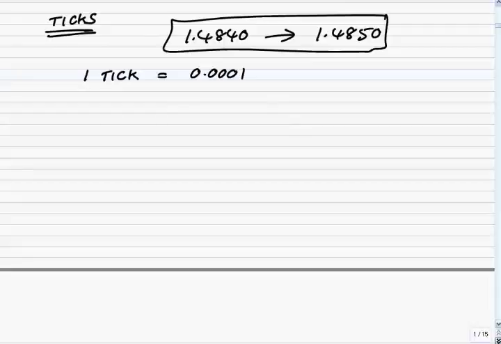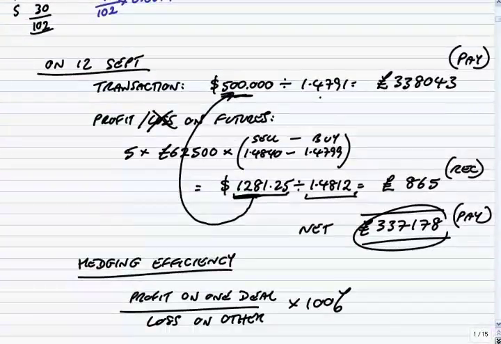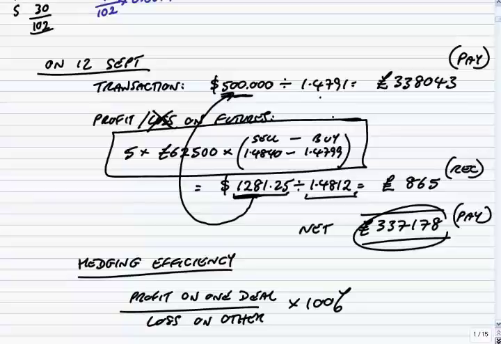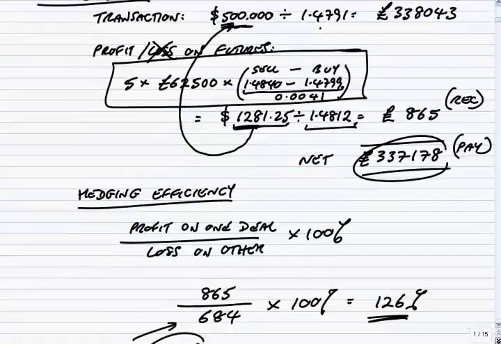There's one other way the dealer can use that, though, and that is when they come to work out the profit. Look back at the example we just did for a moment. How did we work out the profit? We said there were 5 contracts, each one of 62,500, and on every pound we made a profit of the difference. What was the difference? The price went from 1.4799 to 1.4840. So the difference, 1.4840 minus 1.4799, the movement was 0.0041. Well, as I've told you, the dealer is not going to tell you you've made a profit of 0.0041 on every pound. He'll tell you there's a profit of 41 ticks.